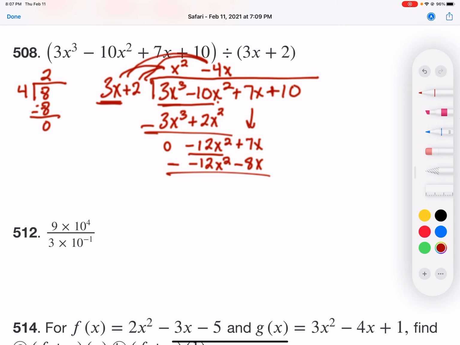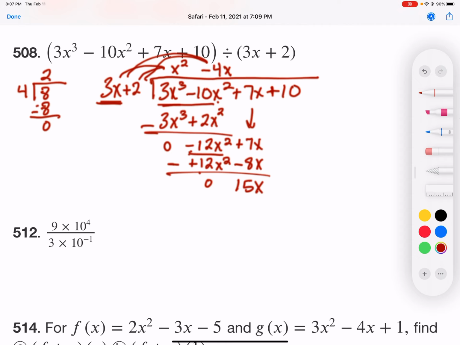So keep in mind what that's going to do to our values. That's going to turn this into a positive. So we've got a negative 12x squared plus a 12x squared. It's going to give us 0. And then we've got a 7x minus a negative 8x. So that's going to give us a positive 15x.